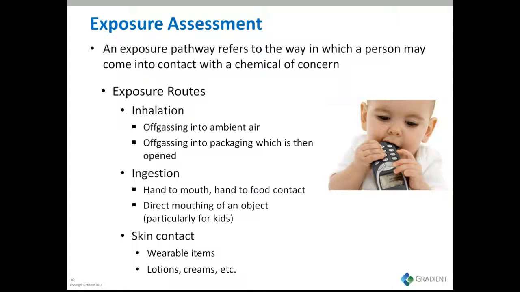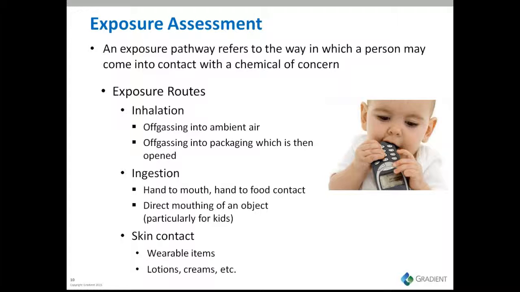Now, in terms of how we determine exposure, toxicologists talk about both exposure pathways and exposure routes. An exposure pathway really refers to the way in which a person may come into contact with a particular chemical. So how does the chemical get from the product to the person? And that basically occurs through a number of different exposure routes.